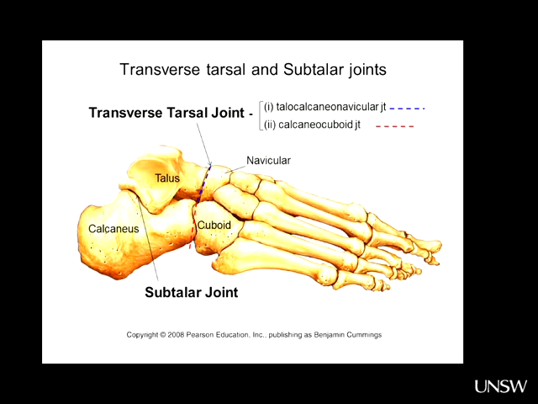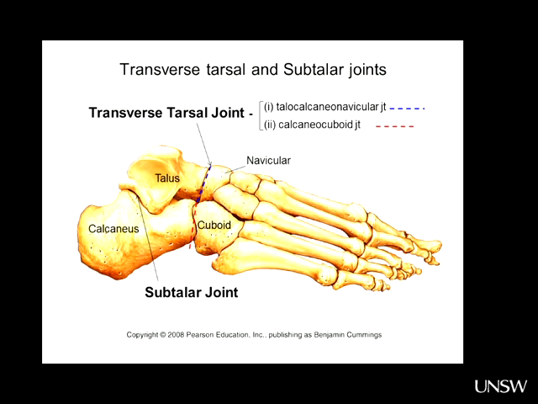Now, before I start talking about the functional stuff for the ankle, I want to mention the other joints of the foot. These are the joints between the tarsal bones. There is an important joint known as the transverse tarsal joint, and it's this one here. It's between the calcaneus and the talus behind, and the cuboid and the navicular in front. On here we can see it's basically this joint going across there. That's our transverse tarsal joint.